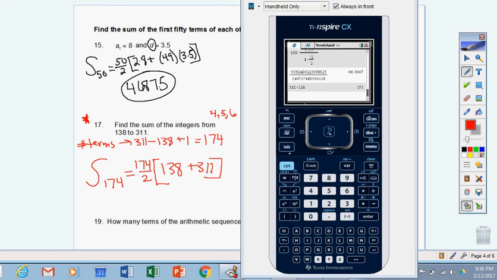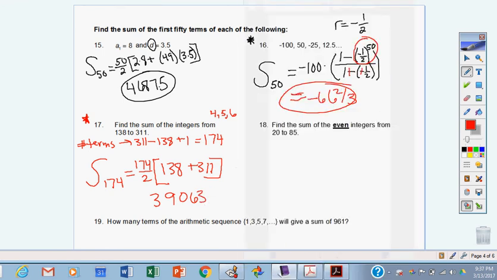All right, so let's see what that comes out to. We got 138 plus 311. Could probably do that one in my head, but I'm a little scared on the video to make a mistake. Times 174 equals that, and when we divide by 2, it looks like my sum comes out to 39063. There we are. All right, next one.